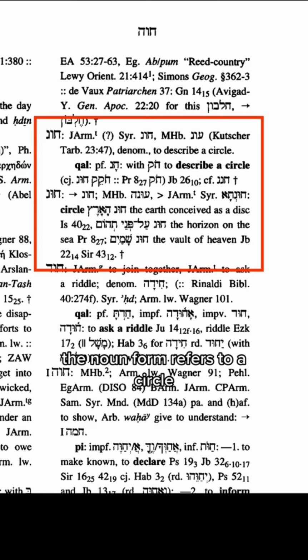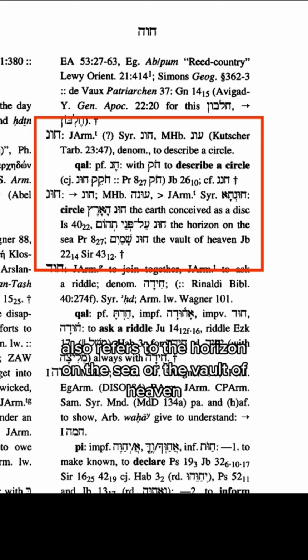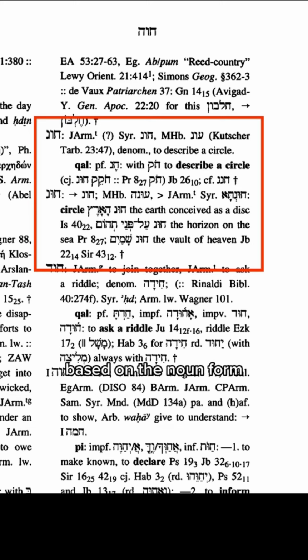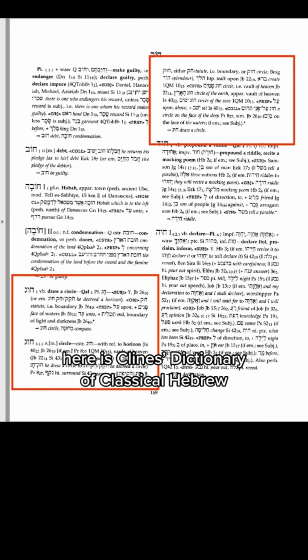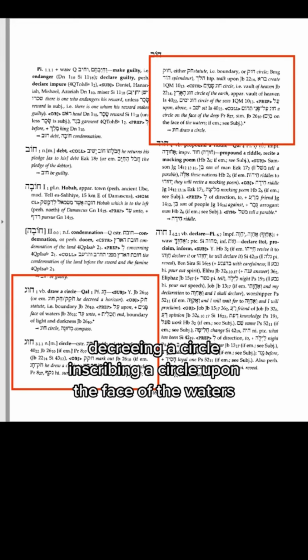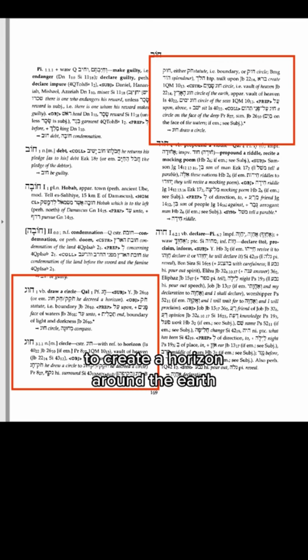And we see here both the noun form below and then the denominative verb form above. The noun form refers to a circle, the earth conceived as a disk, according to HALOT. It also refers to the horizon on the sea or the vault of heaven, and the verb form based on the noun form means to describe a circle. Here is Klein's Dictionary of Classical Hebrew. This will be a little harder to read, but the idea is very similar. Horizon, vault of heaven, a circle, decreeing a circle, inscribing a circle upon the face of the waters to create a horizon around the earth.